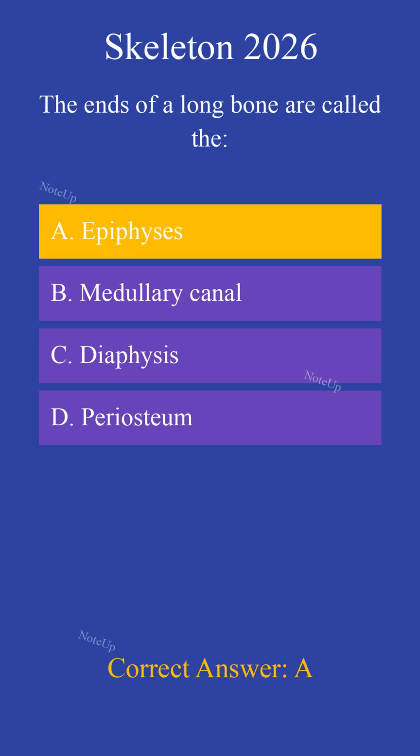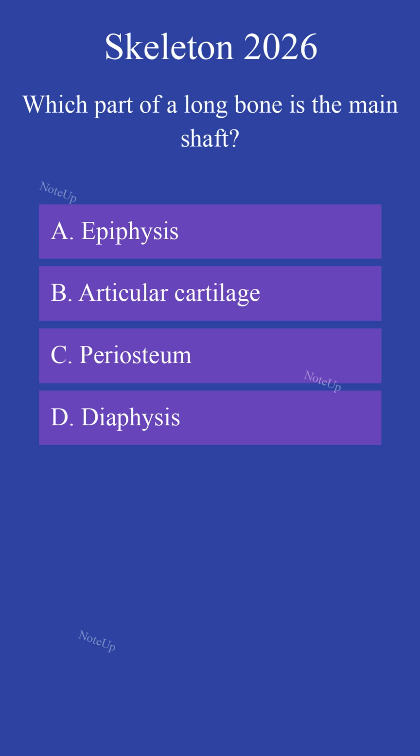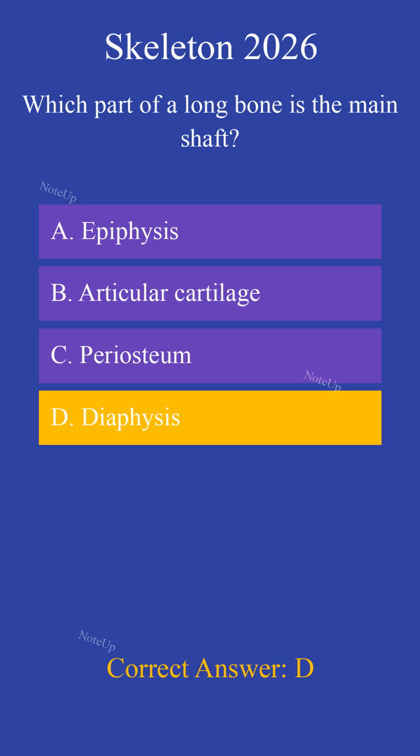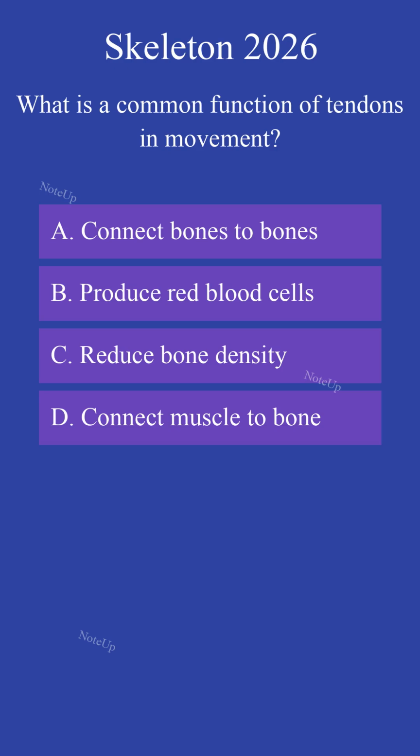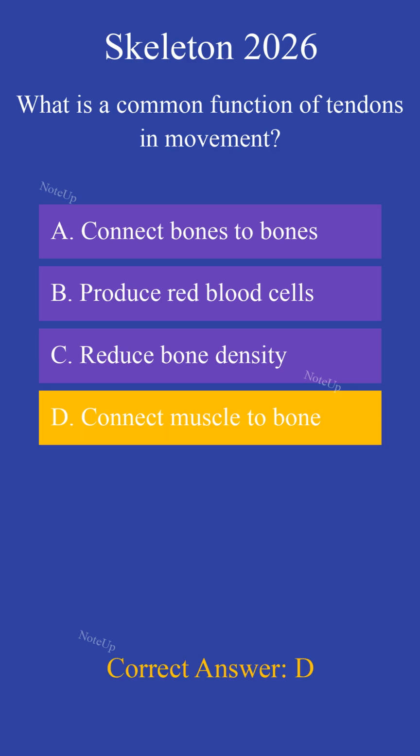The correct answer is A. Epiphyses. Which part of a long bone is the main shaft? The correct answer is D. Diaphysis. What is a common function of tendons in movement? The correct answer is D. Connect muscle to bone.